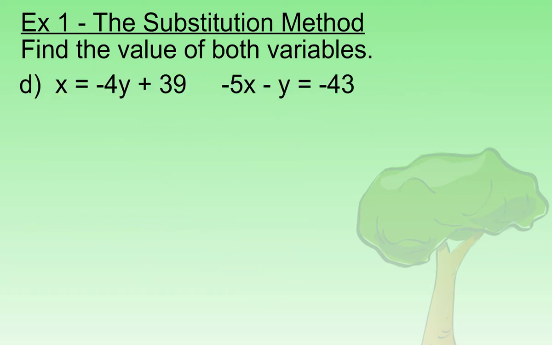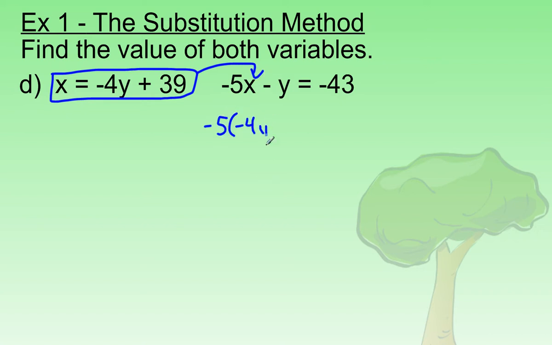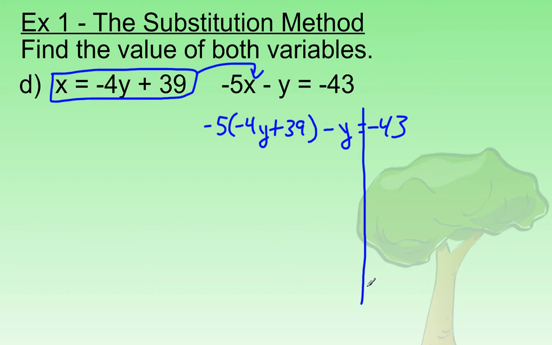Okay, another example for me. This is letter D. Let's see, this one here, the first equation is already solved for x. So I'm going to use that. I don't have to do an extra step, I'm just going to plug that in for the x. And what that gives me is an equation with only y's in it that I can now solve. It's not a pretty equation. In fact, it's pretty ugly, but it's still solvable.